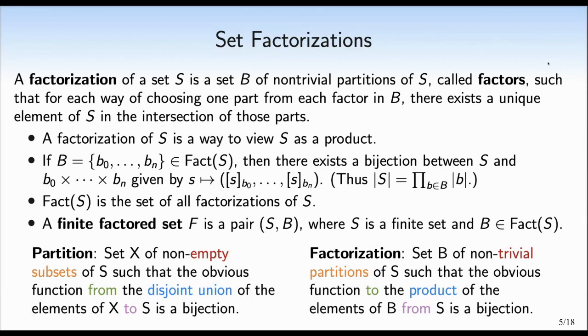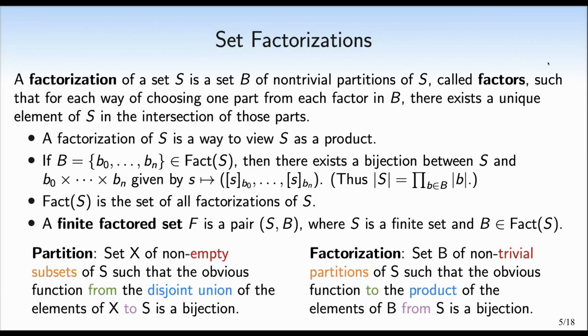The set factorization definition can really be seen as dual to the partition definition, in the sense that I could take this definition and dualize a whole bunch of words and get the same definition out. So a partition, this is a slightly modified definition from the ones I gave before, a partition of S is a set X of non-empty subsets of S, such that the obvious function from the disjoint union to S is a bijection. For each subset in X, you have this inclusion function, and then you add them all together in your disjoint union, and this gives you a function, and you want this function to be a bijection. That's what it means to be a partition.